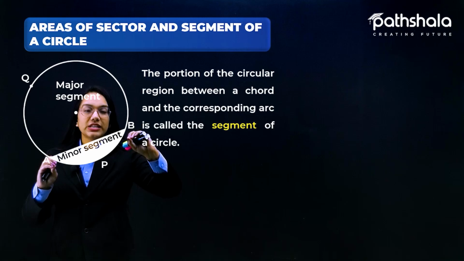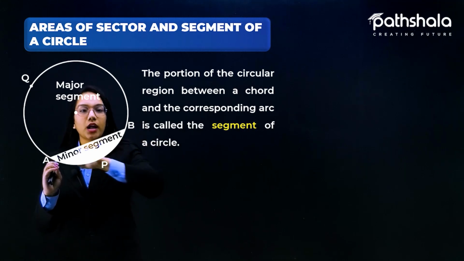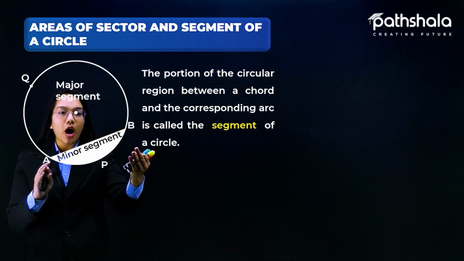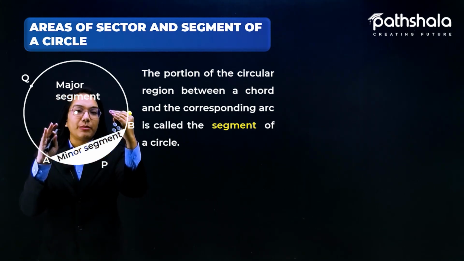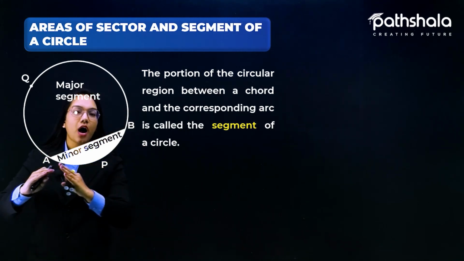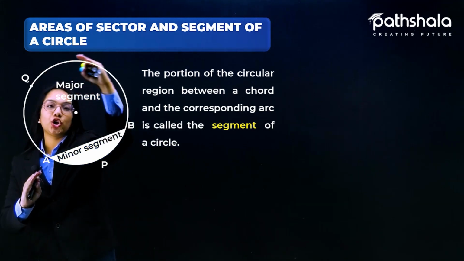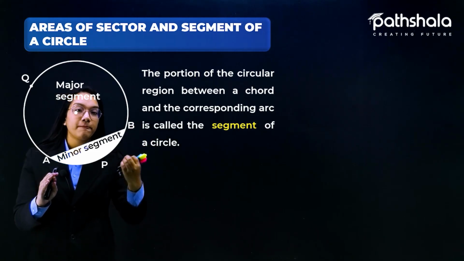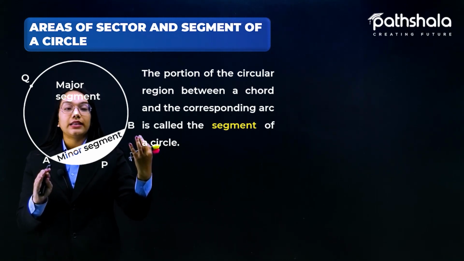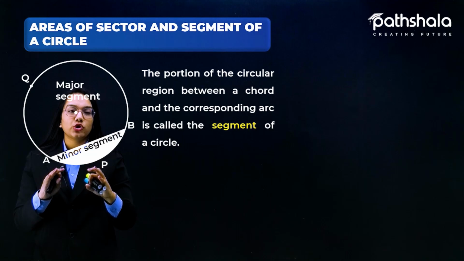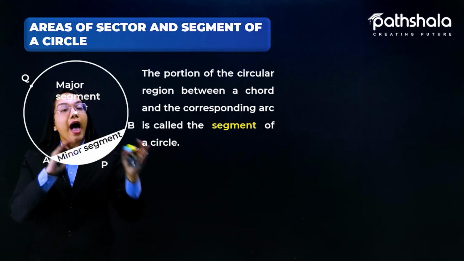This chord forms two segments with respect to the two arcs. First is APB and the other is AQB. With the smaller arc, it makes a segment called the minor segment, and this is called the major segment. For the minor segment the arc is APB, and for the major segment the arc is AQB. Similar to the sector, segments are the portions of the circular region made between a chord and the corresponding arc, and they are of two types: minor segment and major segment.